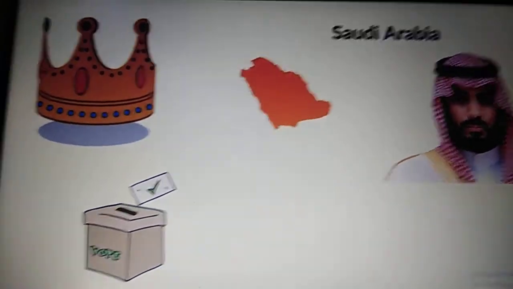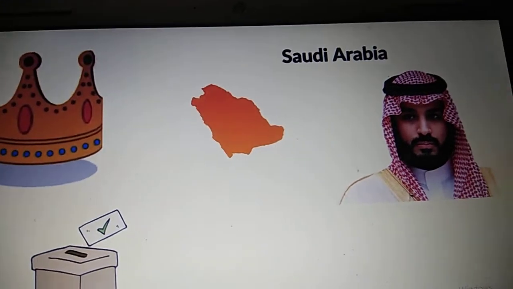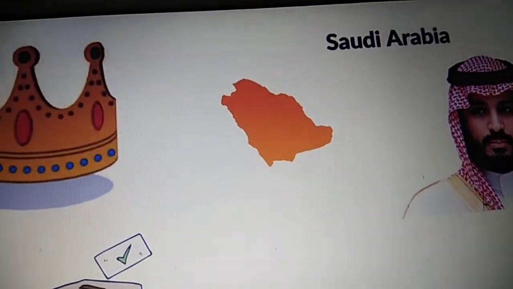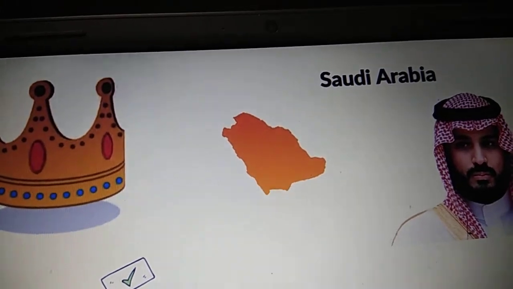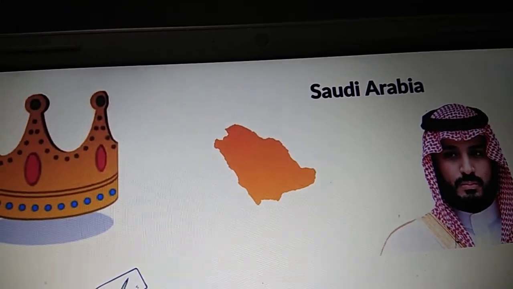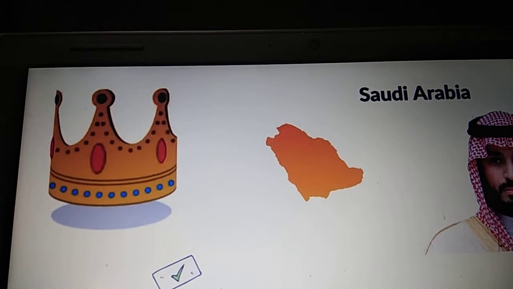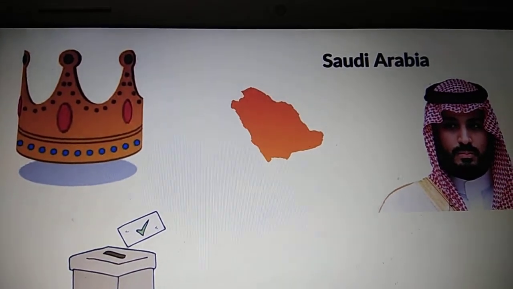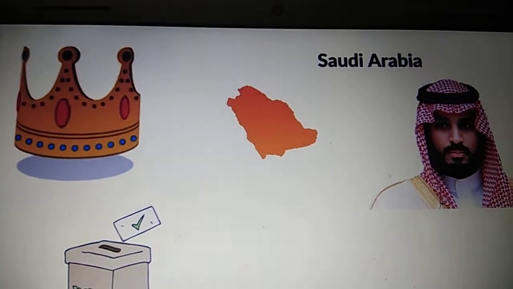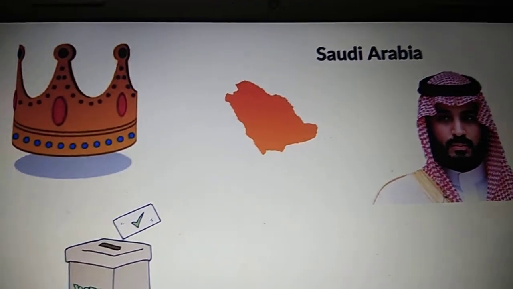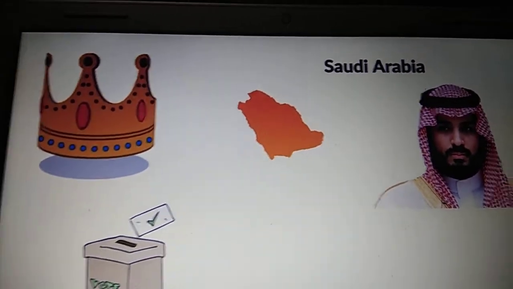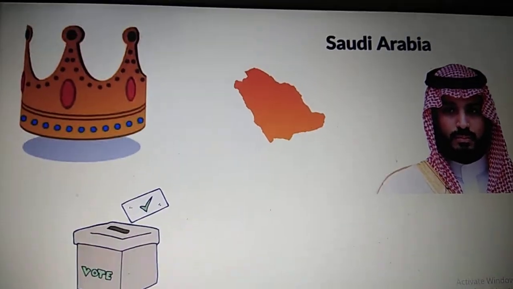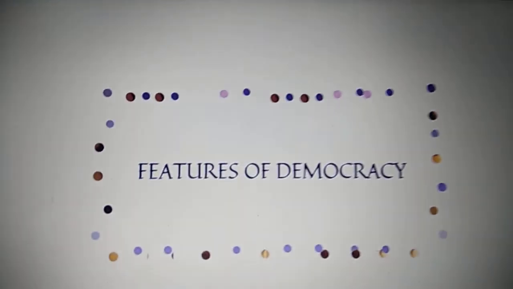So do we call such countries democratic countries? No, definitely not. So we must know and must be careful which government is democratic and which government pretends to be democratic. For this, we must know the features of democracy, and we will look into the various countries and give you examples of the features of democracy.